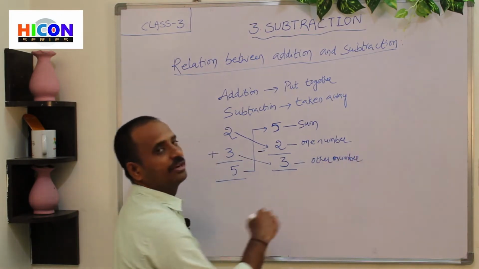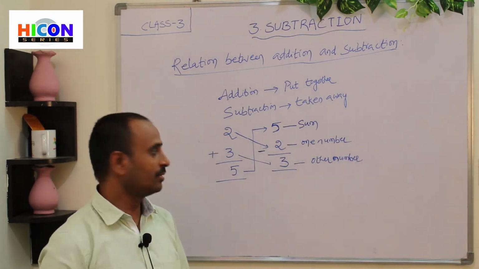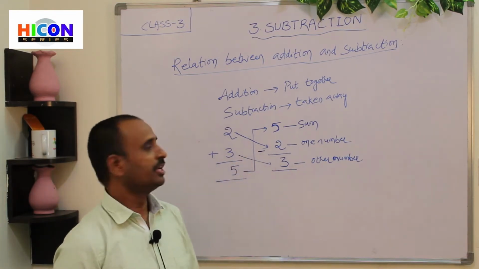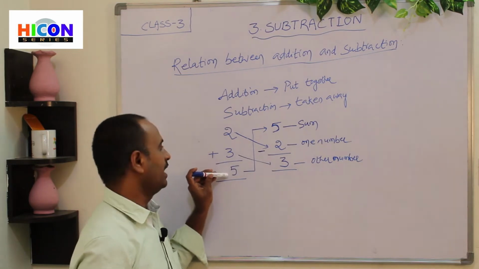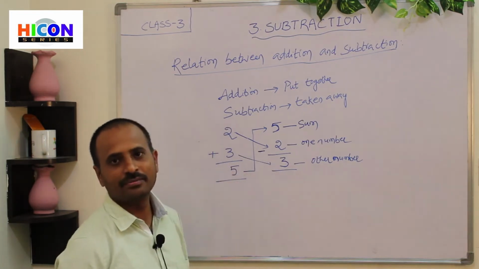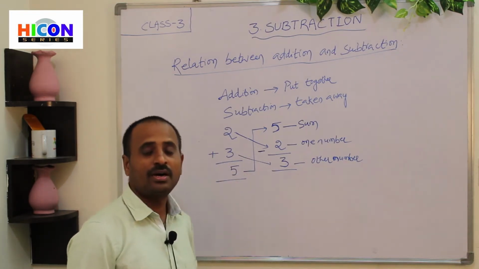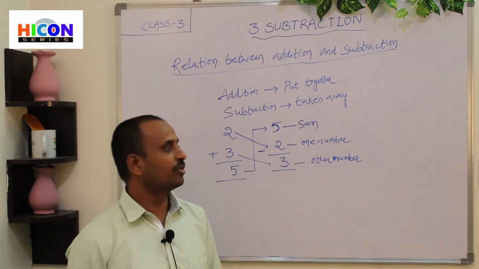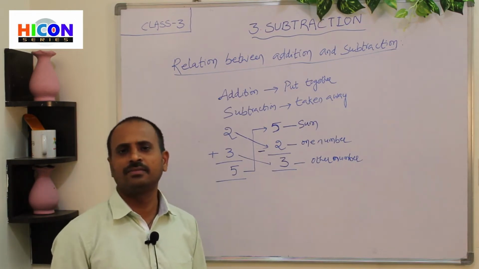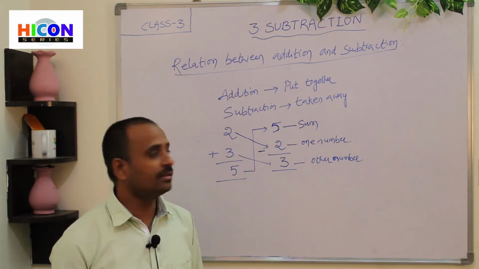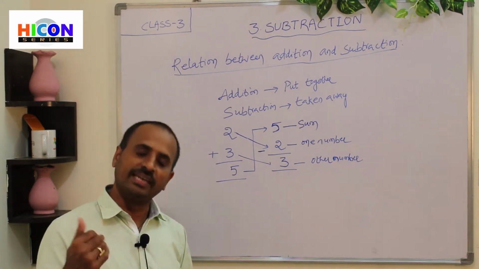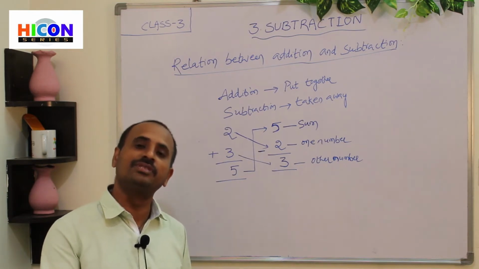So this is the relation between addition and subtraction. That means both addition and subtraction are opposite to each other. If you add two numbers, we will get the sum. And if you subtract any number from the sum, again we will get the other number. In this way, we can check the subtraction also. By using this property, we can check our subtraction whether our answer is correct or not. We can check our subtraction by using addition, and we can check our addition by using subtraction.